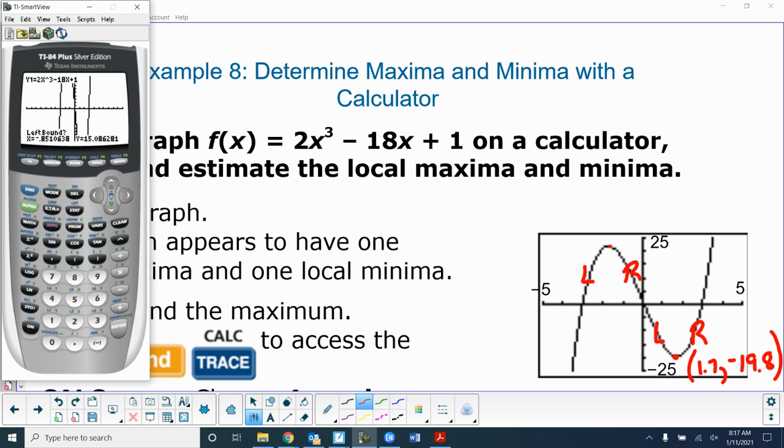All right. 15, 17.7, 19.8, 21.2, 21.7, 21.4, 20, 17. What happened? I passed it, right? I'm left of it. So I can hit enter.